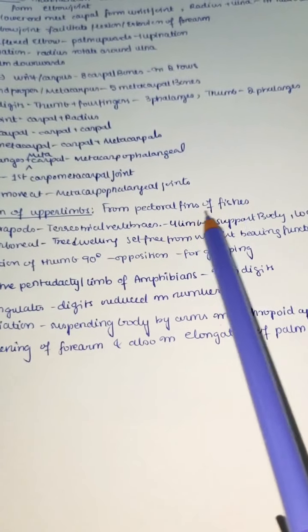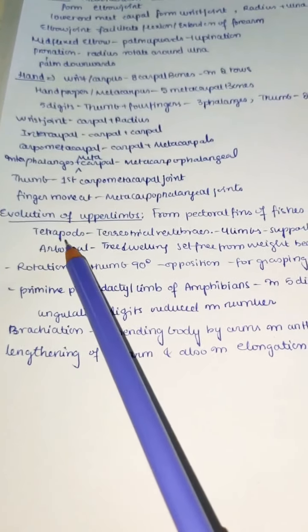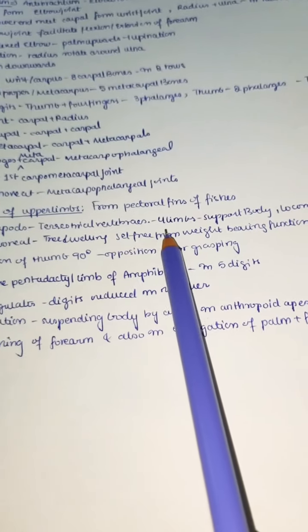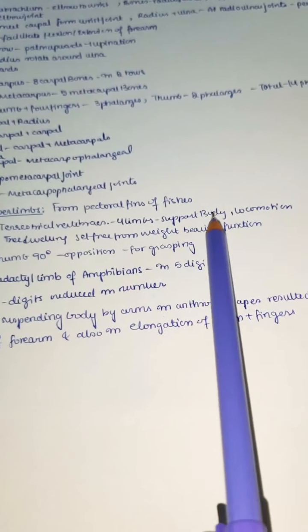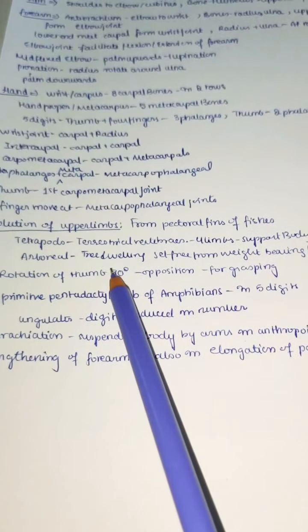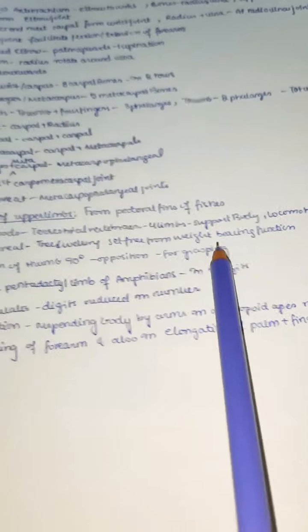So before the pectoral fins of fishes, from there only our upper limbs are evolved. In tetrapods, there are terrestrial vertebrates. They have 4 limbs and they support the body. They also need it for locomotion. Arboreal means tree-dwelling people. They are set free from weight-bearing function.